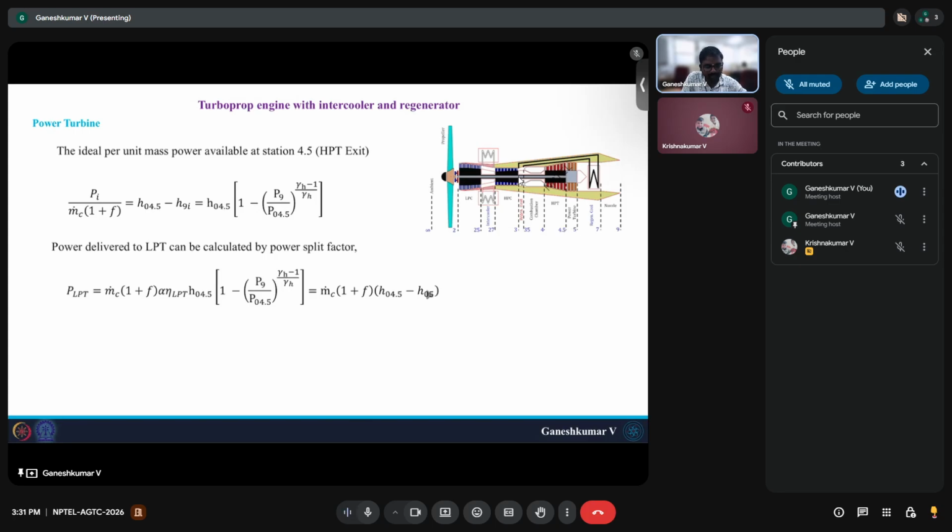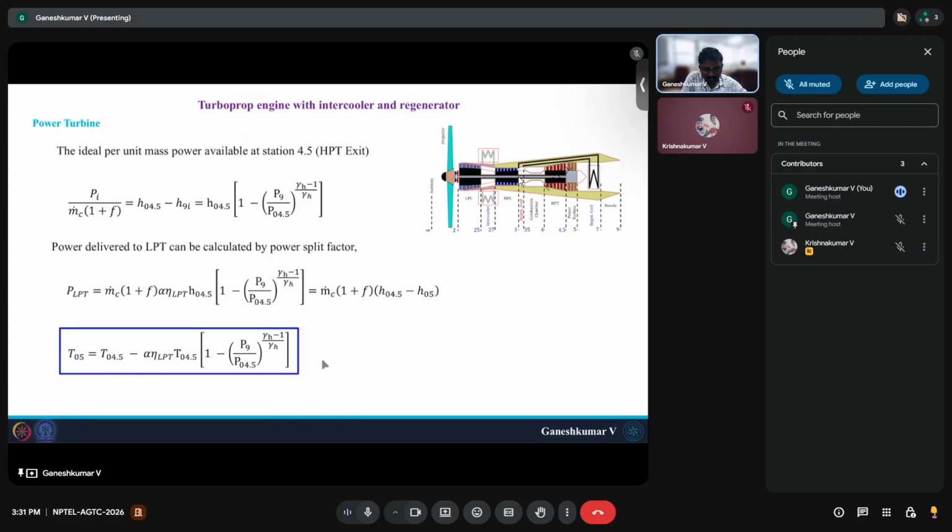Please be very careful in understanding how this equation is written. It's slightly trickier. So this is the total power that is delivered from the LP turbine. Now you can rearrange this relation to find T05, because we are interested in T05. This is CPH, you can take them out and cancel them. If you rearrange it, you will end up having T05 equal to T04.5 minus alpha eta LPT T04.5 times 1 minus P9 by P04.5 to the power of (gamma H minus 1) by gamma H.